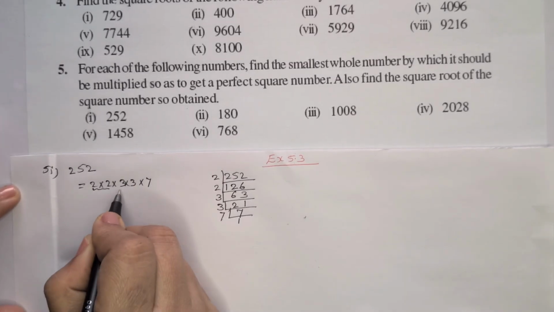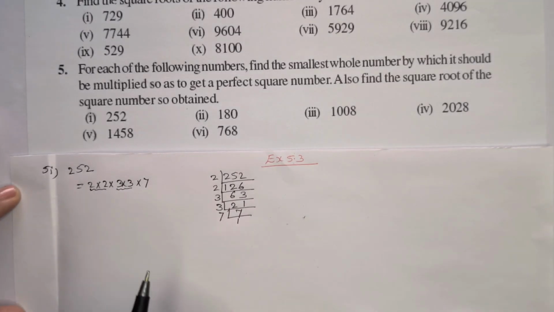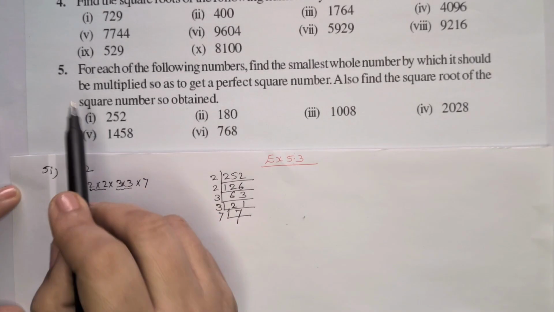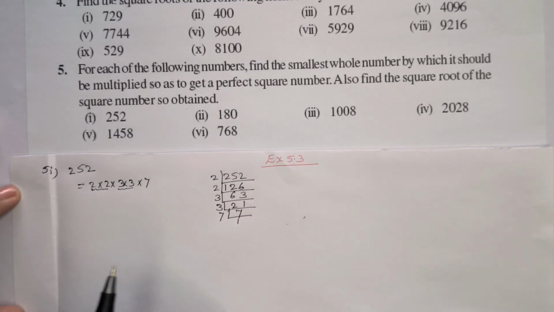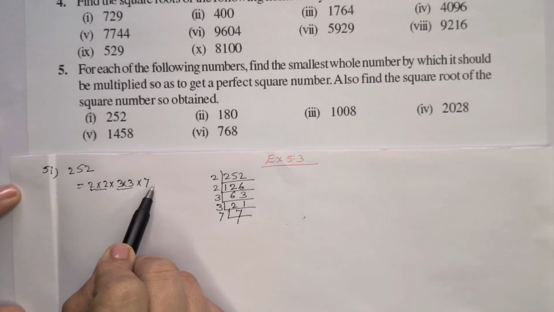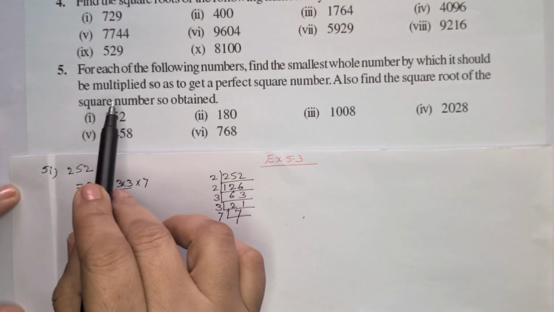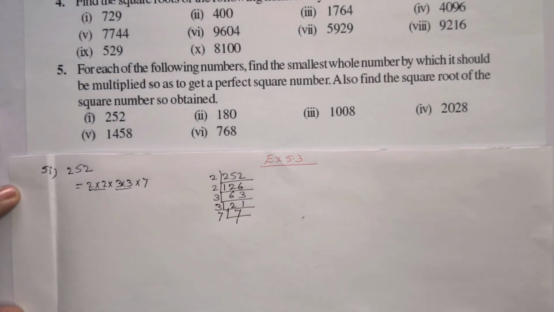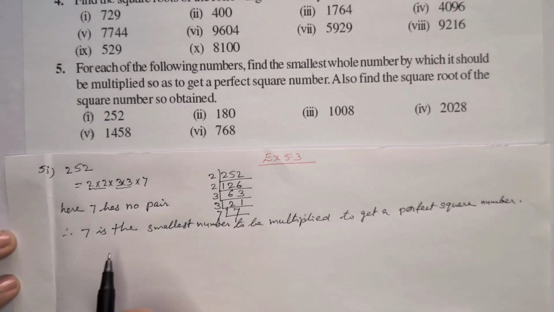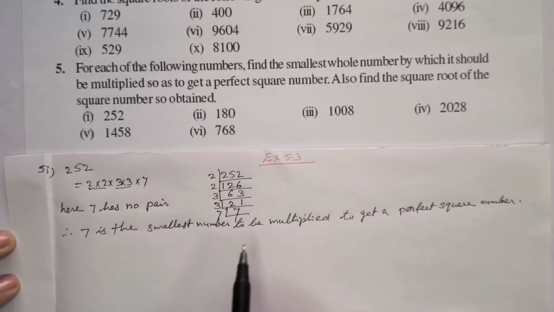Here 2 is in a pair, 3 also a pair, and 7 is single, or one time only. So the number to be multiplied, we can write one more 7, we need to make the number a perfect square. So 7 is the smallest whole number by which it should be multiplied to get a perfect square number. Here 7 has no pair. Therefore 7 is the smallest number to be multiplied to get a perfect square number.